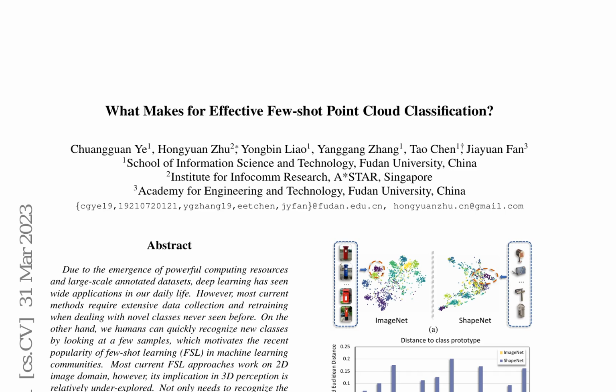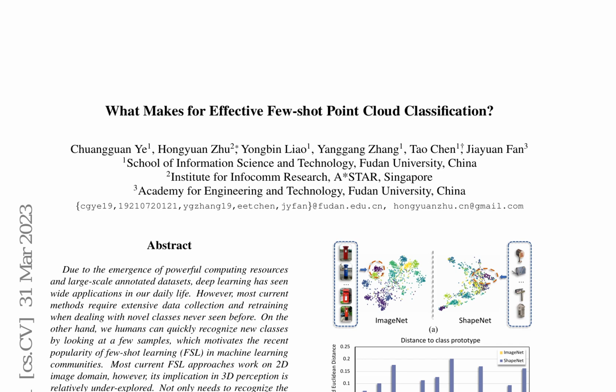In the realm of machine learning, few-shot learning, FSL, has garnered significant attention for its ability to rapidly generalize deep networks to new tasks with only a few annotated examples. However, most current FSL approaches focus on 2D image domains, with the implication in 3D perception being relatively underexplored.